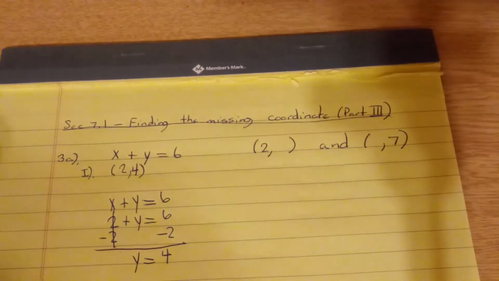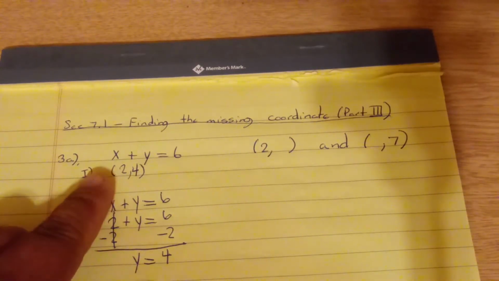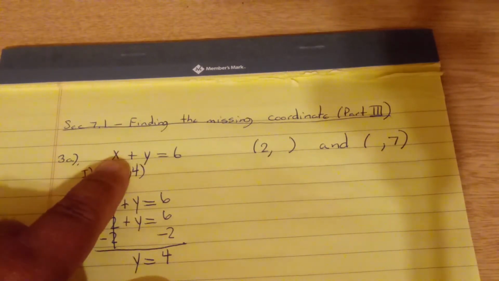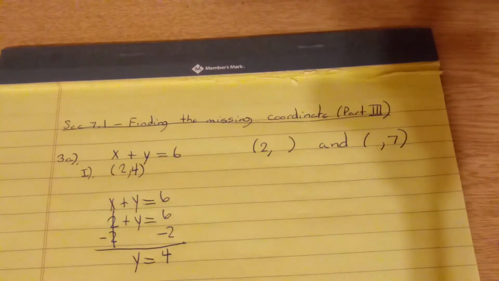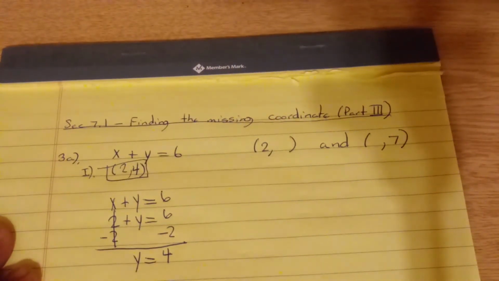It's that simple. Now you want to verify this answer? Substitute that value in there for x and that value in there for y. If you add 2 plus 4, it does give you what? 6. All right, so that's how you complete your solution or you complete your ordered pair. We're going to do the same thing for the next one.